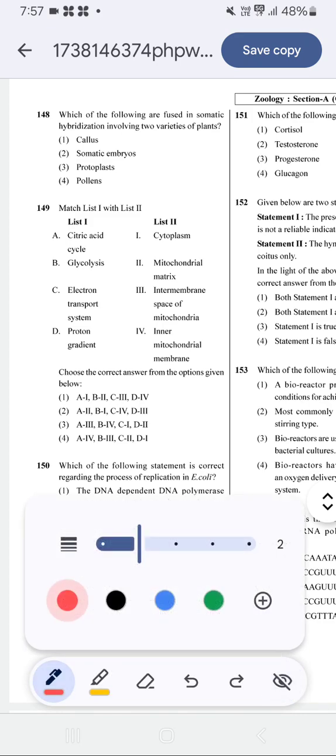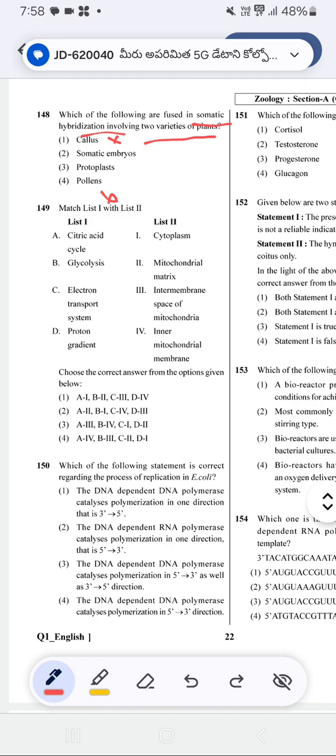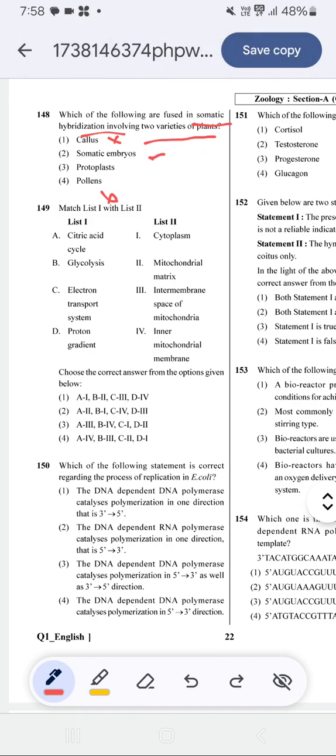Which of the following are fused in somatic hybridization involving two varieties of plants? Which of the following are fused in somatic hybridization process? So pollens, callus, somatic embryos means this is the product formed. So this is the product formed after fusion. So somatic embryos also. The answer will be protoplast.